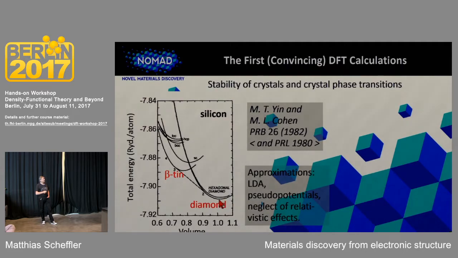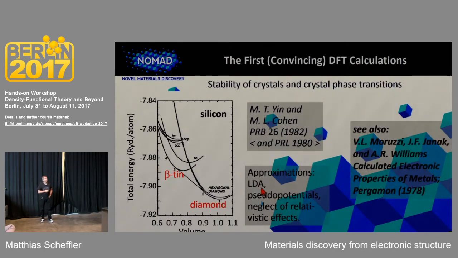And they said, actually, this is a structure. But then they also said, actually, if you would reduce the volume by external pressure, the system should undergo a phase transition to the beta tin structure. And the common tangent between these two, this dashed line, the slope of this tangent tells you the pressure at which the phase transition should take place. So that was in 1980 that people saw you can use calculations to tell about stability of crystals, existence of crystals, pressure of phase transitions.